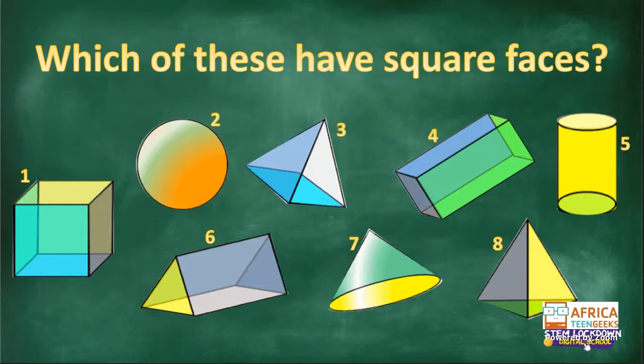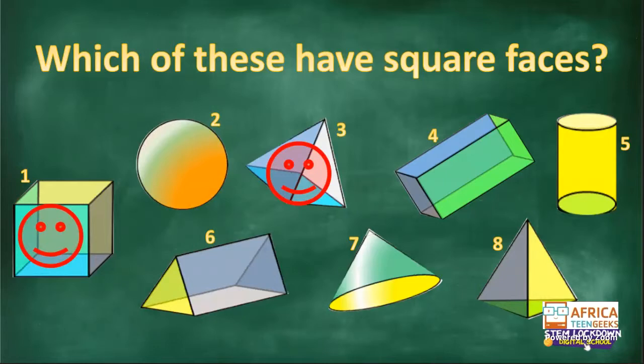The first person to say 1 and 3 was Amanda. So the square faces, let me just bring up my smiley faces. There we have it on the cube and on the square-based pyramid. Amanda, I'm adding 2 points to you.